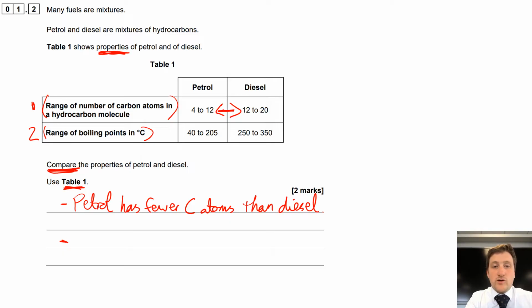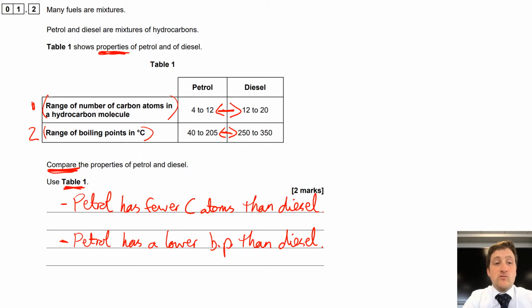Okay, the next one, we look at these two. Oh look, we can actually say what's different about them. So we can say petrol has a lower boiling point than diesel. And again, we could say petrol has a lower range of boiling points than diesel.